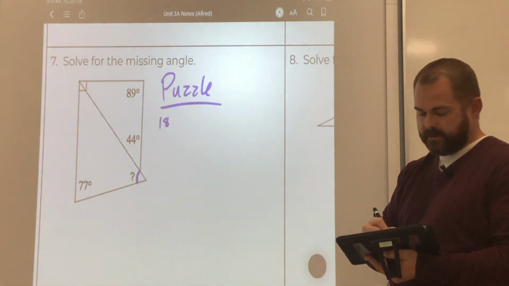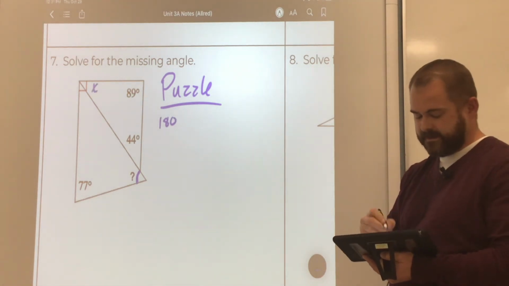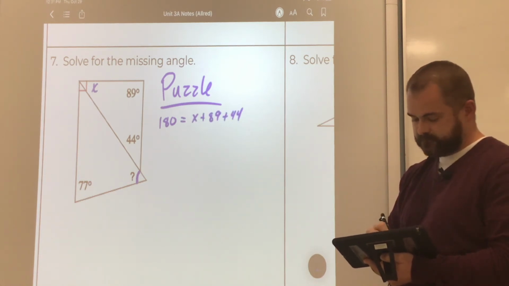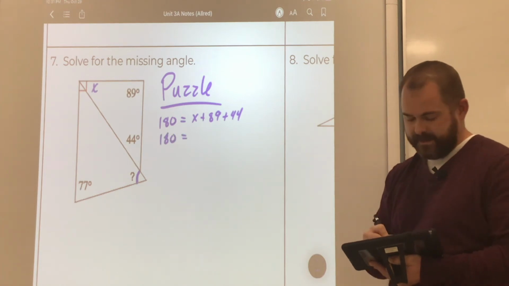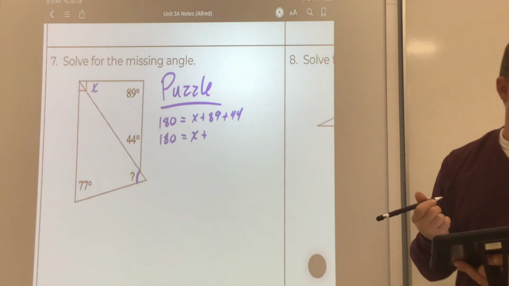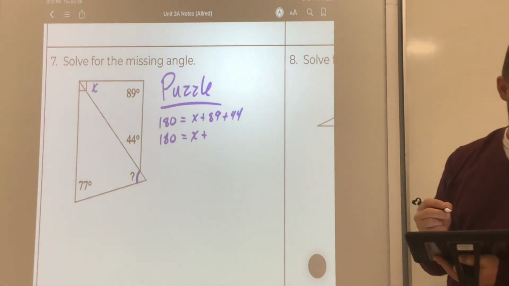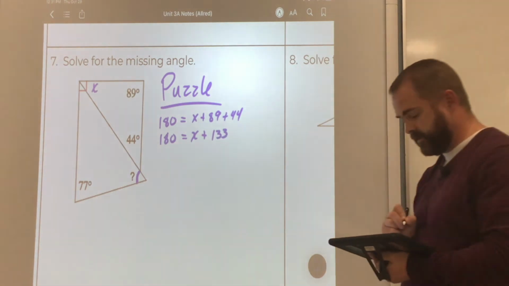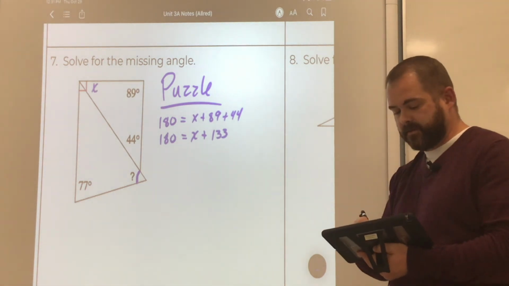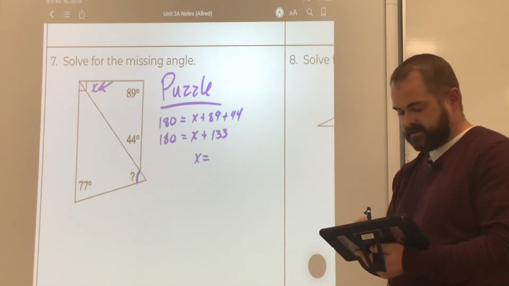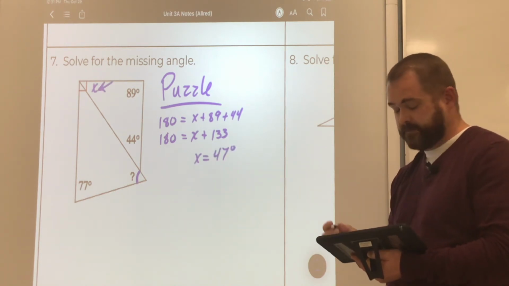So first, I need to understand, if I want to call that X, I can, that 180 is equal to X plus 89 plus 44, or those other two angles added together would be 133. Sorry, I was checking my math. 133. And when I subtract 133 from both sides, this unknown angle X here is 47 degrees. Okay, but that's not my answer.